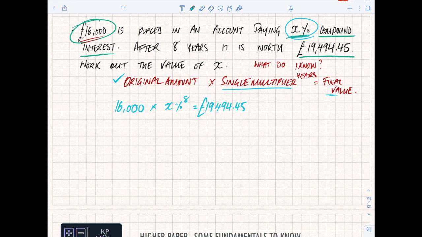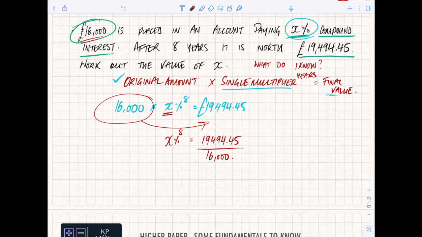Okay. We're going back to what do I know? That's what I know. What am I trying to find is the next question. Well, I'm trying to find this. So again, this has to go across. And this will also need to be removed, but because it's an indice, we're going to leave it till last. So X% to the power of 8 is equal to £19,494.45. And this time we are dividing, because that's 16,000 times, we're dividing by 16,000.